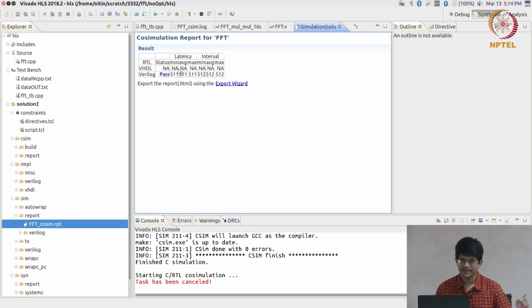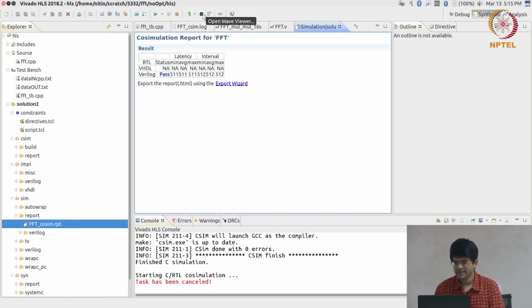What it is saying is it did the co-simulation, and as a result of doing that it was able to find out that the actual measured latency was 511 clock cycles, and the measured interval between successive inputs was 512 clock cycles. So this is a case where the interval is one more. Effectively what it is saying is you have to wait for the complete latency, then wait one clock cycle and then give the next set of inputs. Fine. So this is a number that you have.